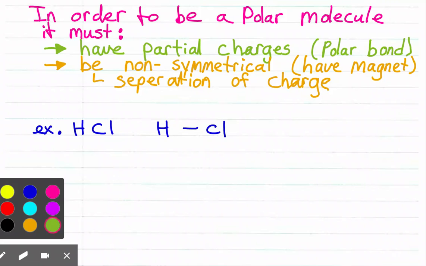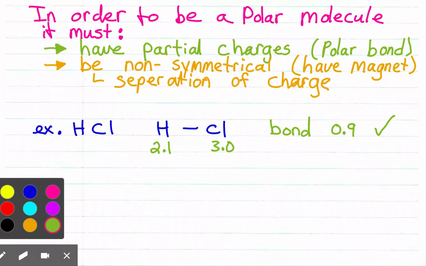So my first check, to be a polar molecule, is: does it meet the criteria of having a polar bond? So I'm going to look at the electronegativity values of these atoms. Our hydrogen has a 2.1 and our chlorine is a 3.0. So that means the electronegativity difference between these two is 0.9. And that meets the criteria for a polar bond.